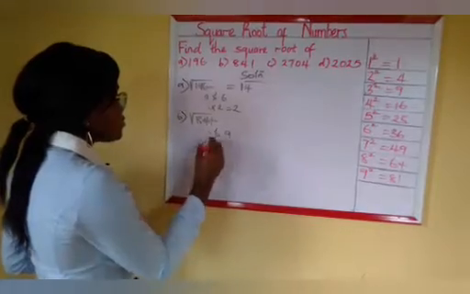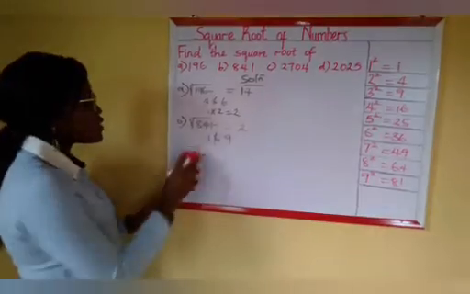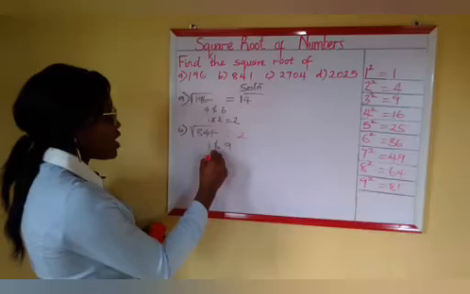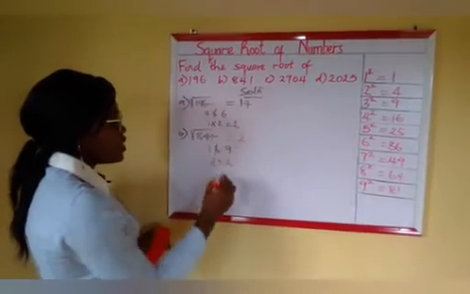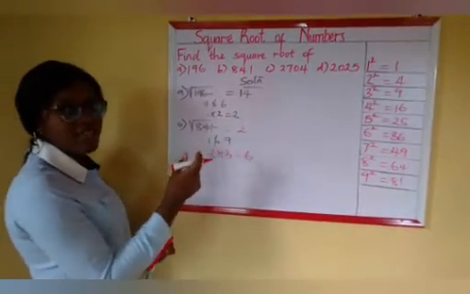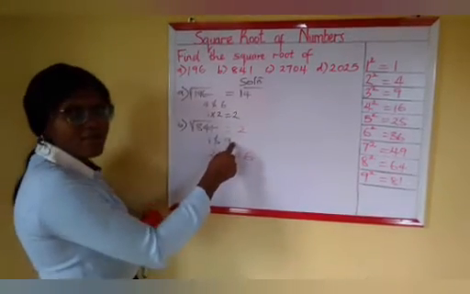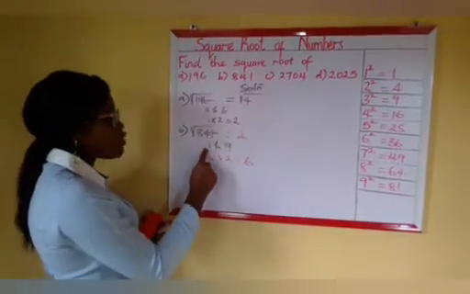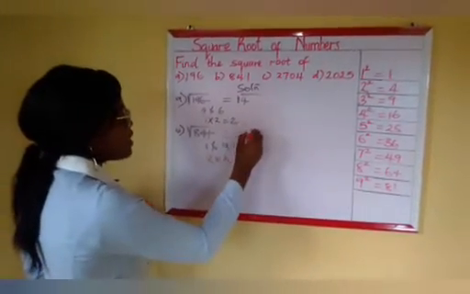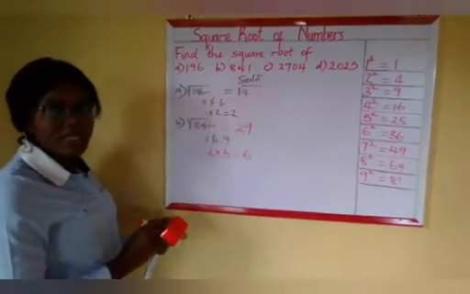You have your 2. Now, when you're counting 1, 2, 3, after 2 comes 3. So you have 2 times 3, and 2 times 3 will give us 6. 8 is bigger than 6. And because 8 is bigger than 6, you will now choose the bigger number from these 2. Remember, we have 1 and 9. So you choose the bigger number. The bigger number here is 9. Which means the square root of 841 is 29.